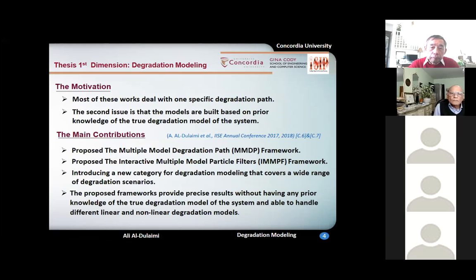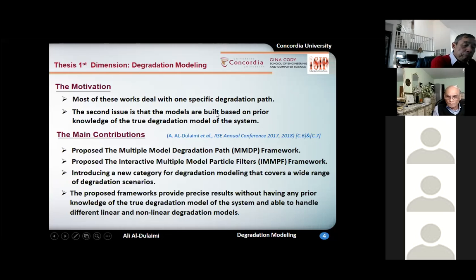The main contributions of this part are proposing two approaches. The first one is the multiple model degradation path framework, and the second one is the interactive multiple model particle filter framework. We also introduce a new category for degradation modeling that covers a wide range of degradation scenarios. The proposed framework provides precise results without any prior knowledge of the true degradation model of the system and is able to handle different linear and nonlinear degradation models.